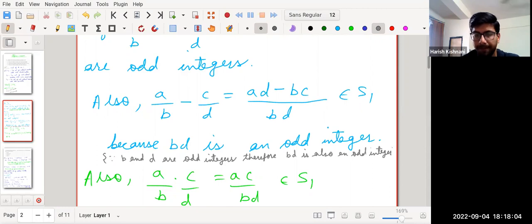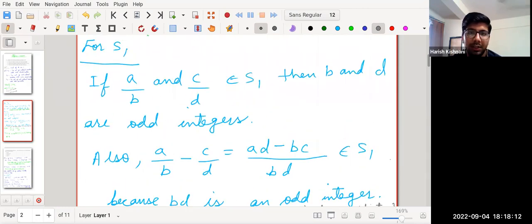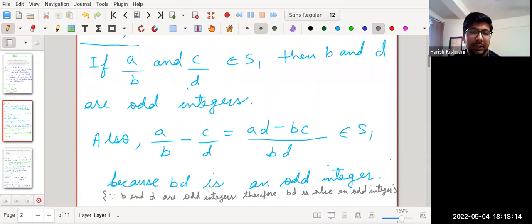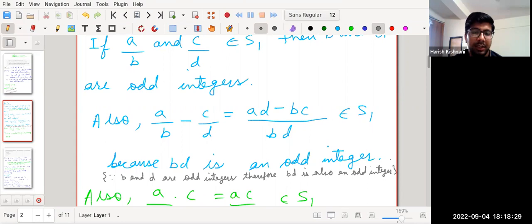So that's it. Now it's a subset of Q such that the difference of two elements is again inside S1. So it is an additive subgroup of Q. Now it is also abelian, because abelian is a property inherited by Q. So it's also abelian.